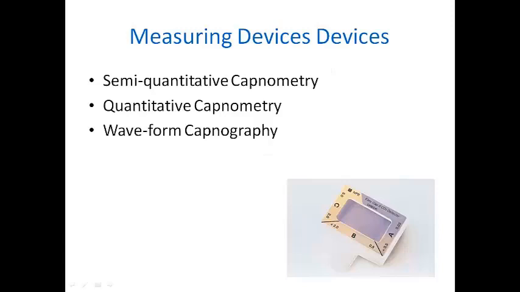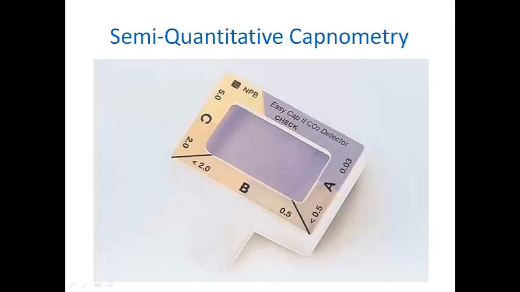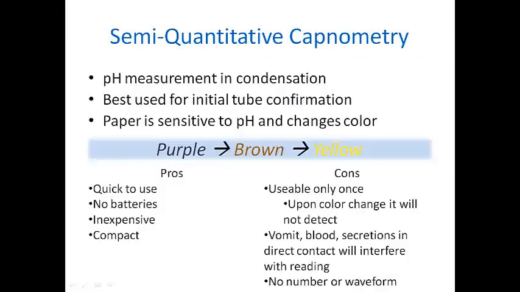Measuring devices of CO2 can involve semi-quantitative capnometry, quantitative capnometry, and waveform capnography. Although probably not well known by its name, semi-quantitative capnometry is well known in the EasyCap style detector. As we're looking at this here, we see that there's no millimeters of mercury measured on this because we're actually measuring pH on a litmus type paper. Semi-quantitative capnometry is going to give a pH measurement in the condensation of water exhaled out of the body.